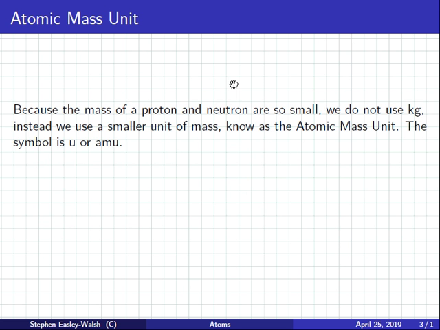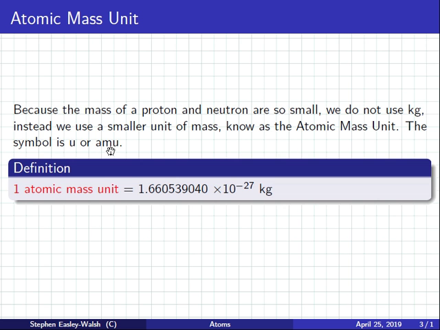Or you could write it as U or AMU. Okay? And the definition is this. 1 AMU is this many kilograms. So you see it's very, very small. Now the reason we use this is because we can say a proton is about 1 AMU and a neutron is about 1 AMU as well. So it's a good unit for small masses.